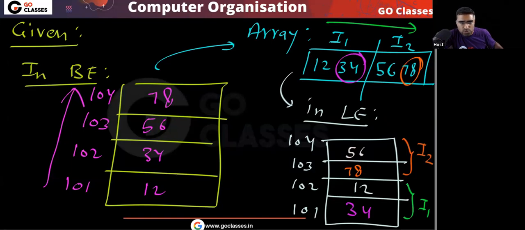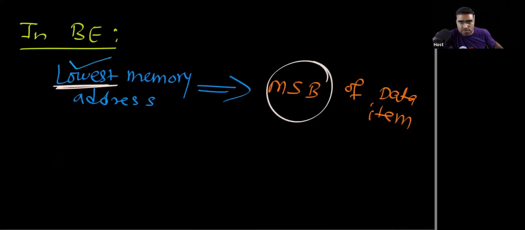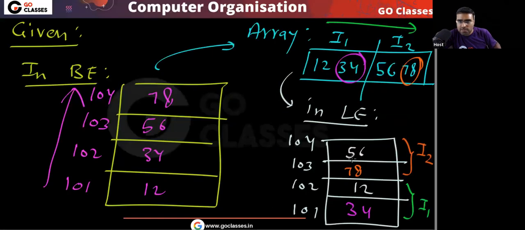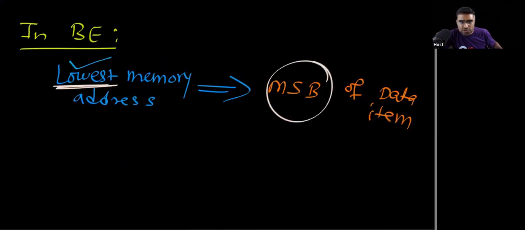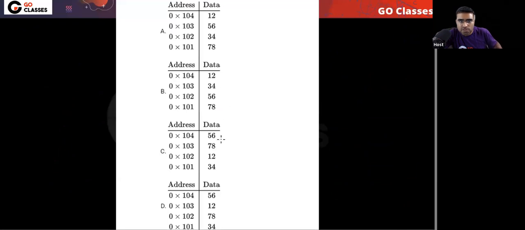So which option is correct? Let's see. The answer will be 56, 78, 12, 34. So the answer will be option C. That's it. Yes or no? Option C is the answer. Is this clear? Please tell me. So this option C is the final answer.